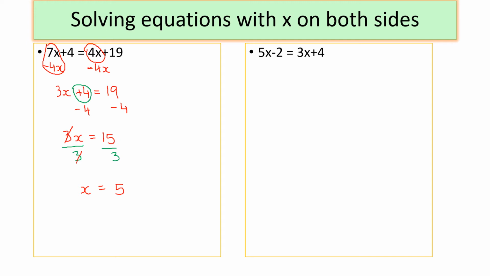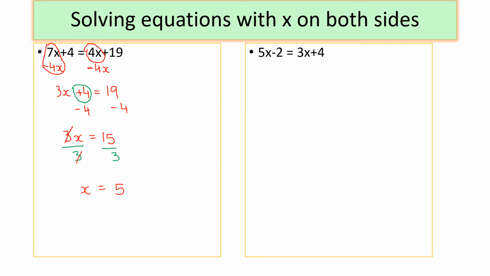Okay, let's have a look at another example. 5x take away 2 equals 3x add 4. Again, I want to have unknowns on one side and numbers on the other side. I have 5x on the left side and 3x on the right side. Because 5x is higher, I want to have x's on the left side. The reason why is because I don't want to end up having negative x. Okay, so by choosing the higher term, I'm going to avoid it.